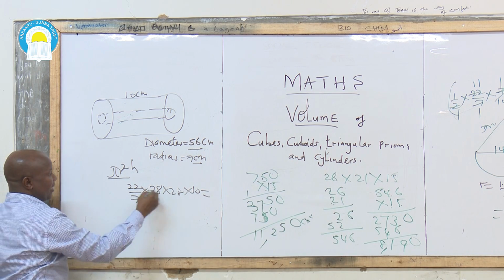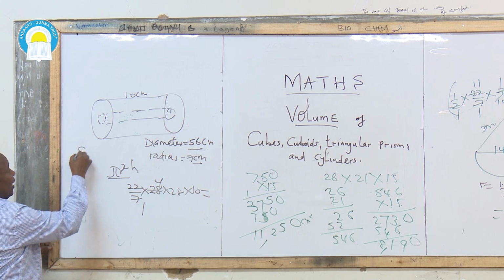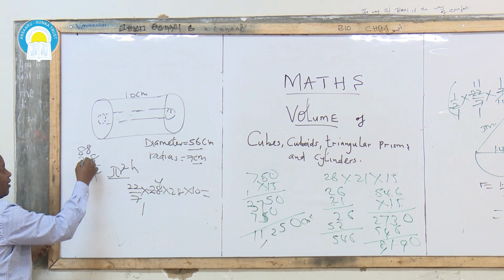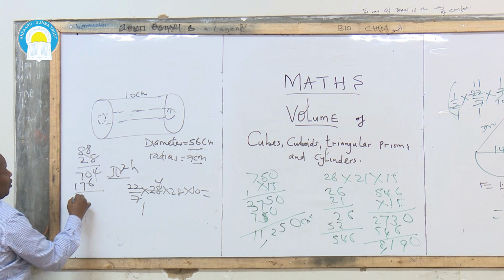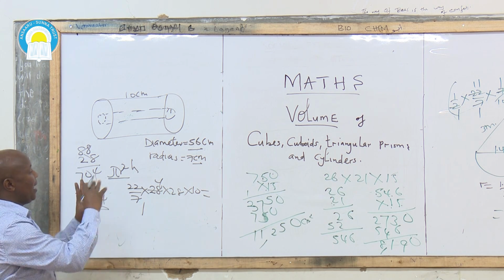By 7, 1, by 7, 4, we have 22 times 4, we have 88. 88, you multiply by 28. 8 times 8 is 64, carry 6. 64 plus 6 is 70. Then 6 carry 1, 17. This one is 24, 64. That's the volume of the big cylinder.